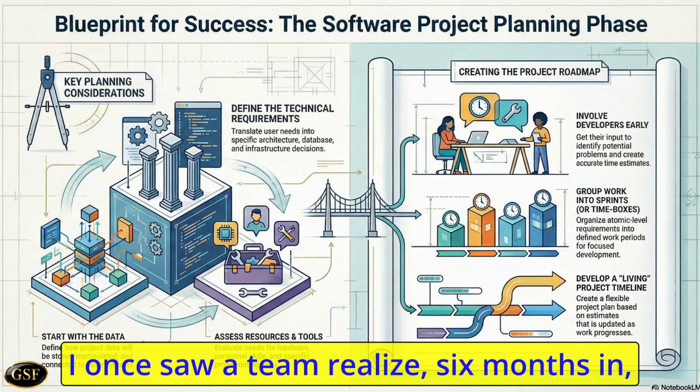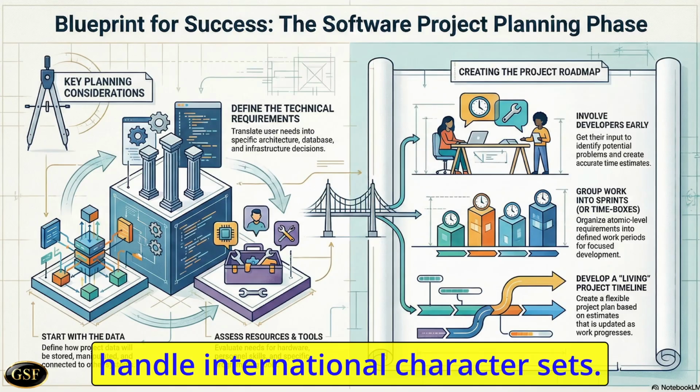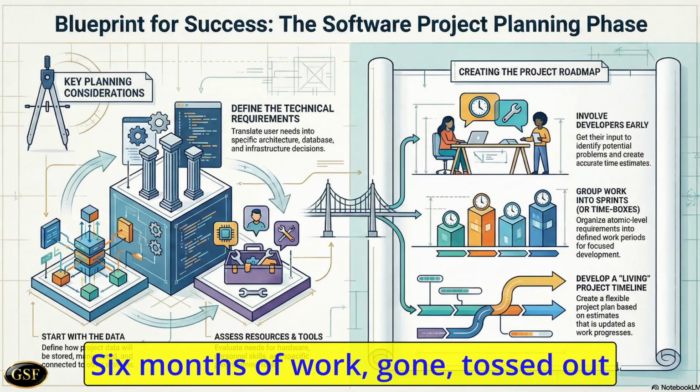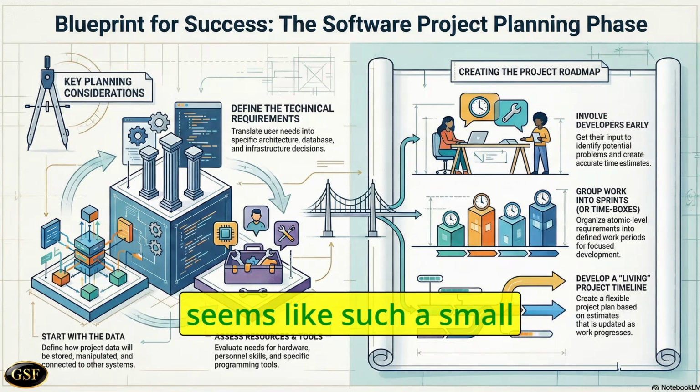I once saw a team realize 6 months in that their original data schema couldn't handle international character sets. Oh, no. 6 months of work, gone, tossed out because of poor data foresight. That's a staggering cost for what seems like such a small detail.